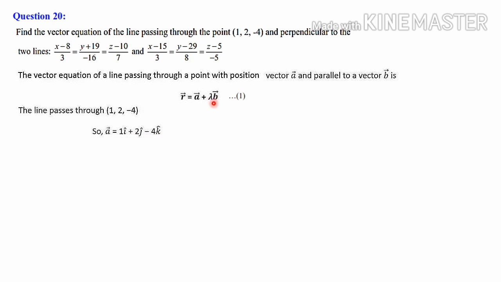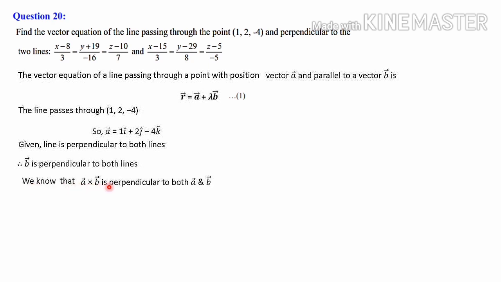Now we have to go for finding vector B. For that, given line is perpendicular to both the lines. This is the given condition. So the required line is perpendicular to this line and this line. So let's take this one as B because in the formula it is B. So vector B is perpendicular to both the lines. And just connect it with the cross product, just similar to the previous question. If you take the cross product of two vectors, that cross product will be a vector which is perpendicular to both the given vectors. So this is a condition what we have learned. We know that vector A cross B is perpendicular to both vector A and vector B. This is from the question what we are writing.